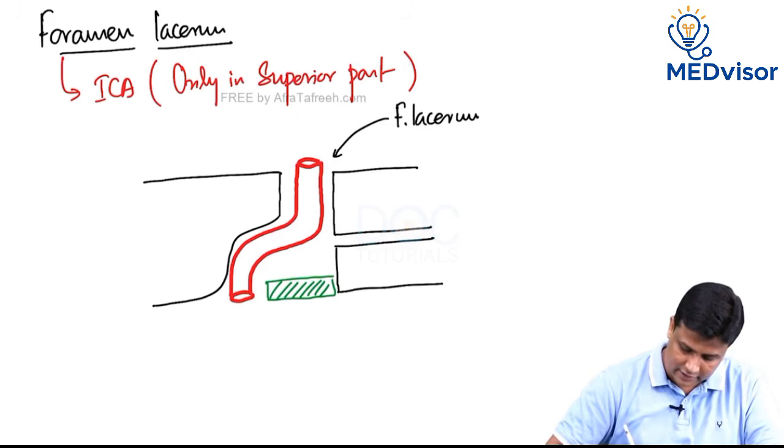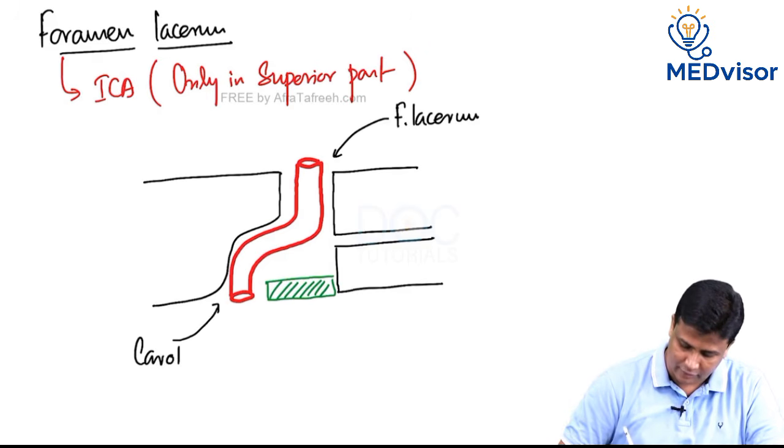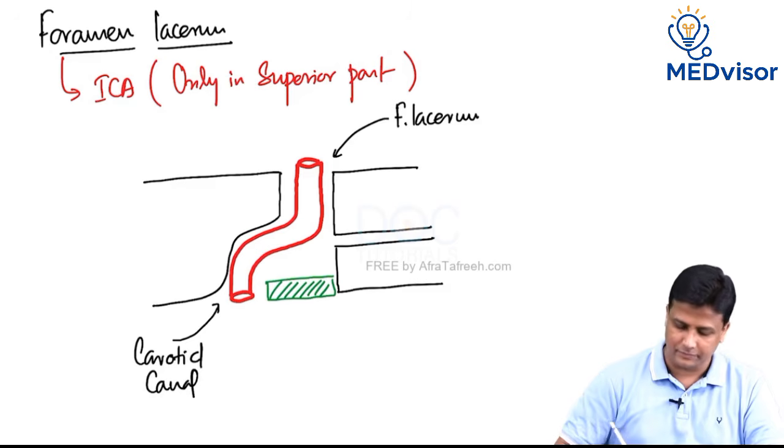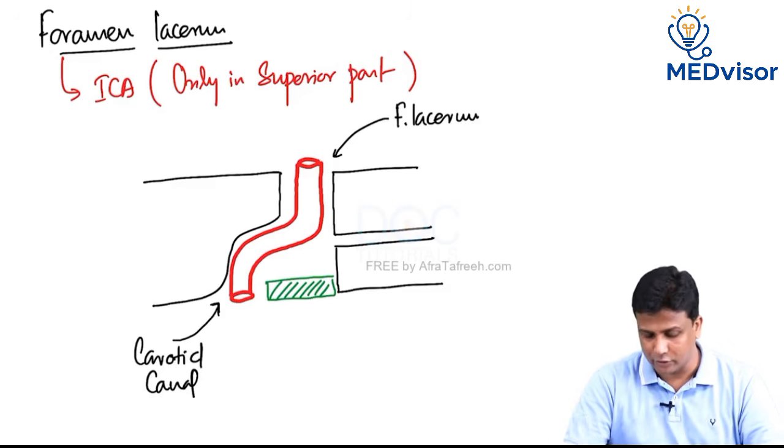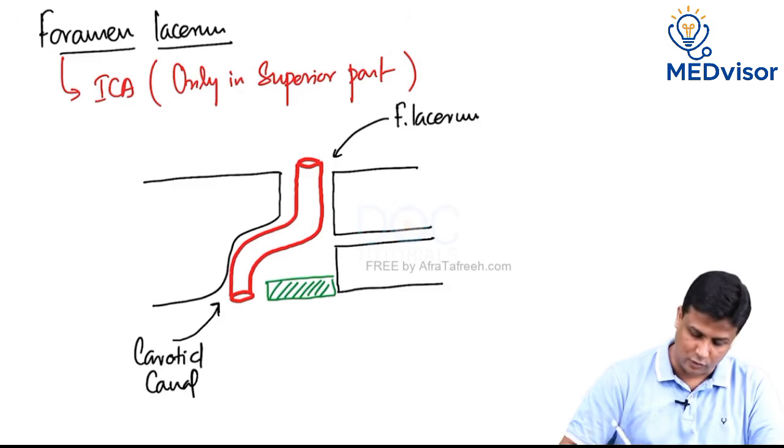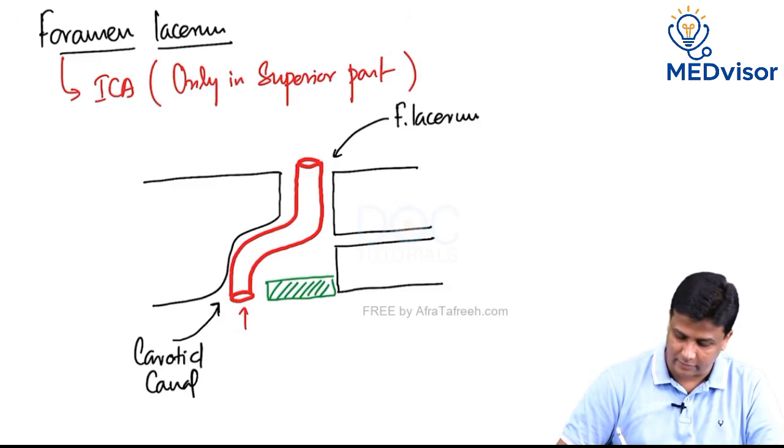By the way, sir, below it is entering from where? Remember, the internal carotid artery is actually entering from a canal here, and this canal is said to be the carotid canal, guys. So it's entering from the carotid canal, taking a bend, and then moving through the foramen lacerum over there. So what is this artery here? This one is nothing but your internal carotid artery.